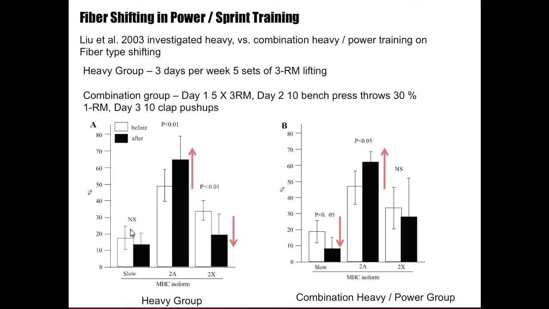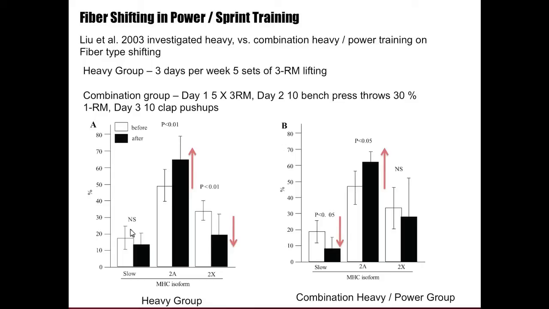He had a second group that was a combination group. On day 1, they lifted 5 by 3 RM. On day 2, they did 10 bench press throws at 30% of their 1 RM. And day 3, they did 3 sets of 10 clap push-ups. Okay? So those are what's called ballistic or power training. The bench press throw is a ballistic movement. The clap push-ups is a ballistic movement. It's explosive. It's done with lighter weight. They also had heavy day.